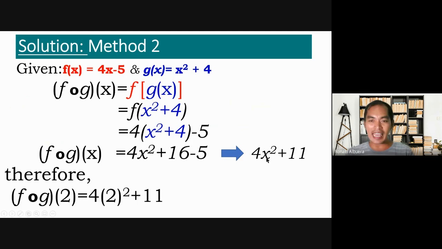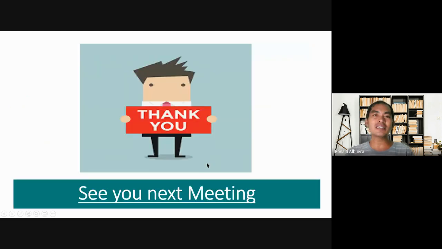So, yung x ay papalitan ng 2. 2 times 2 is 4. Times 4 is 16. Plus 11 is 27. If you notice, we have the same answer.